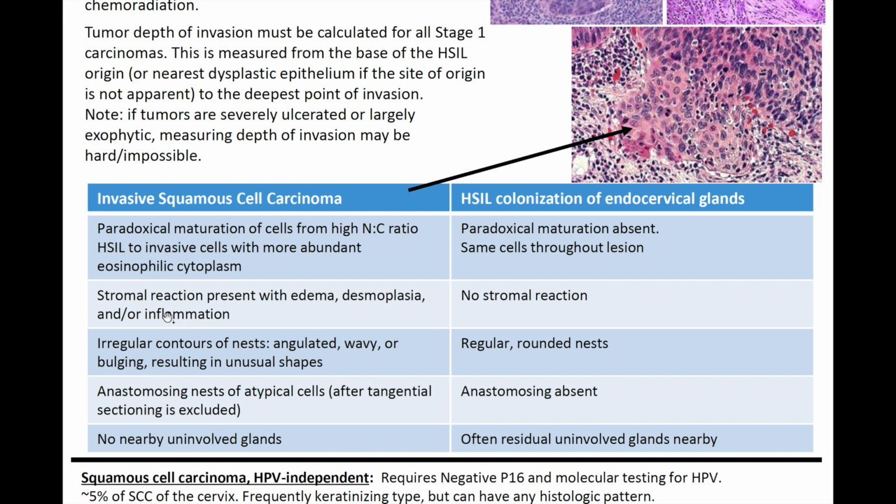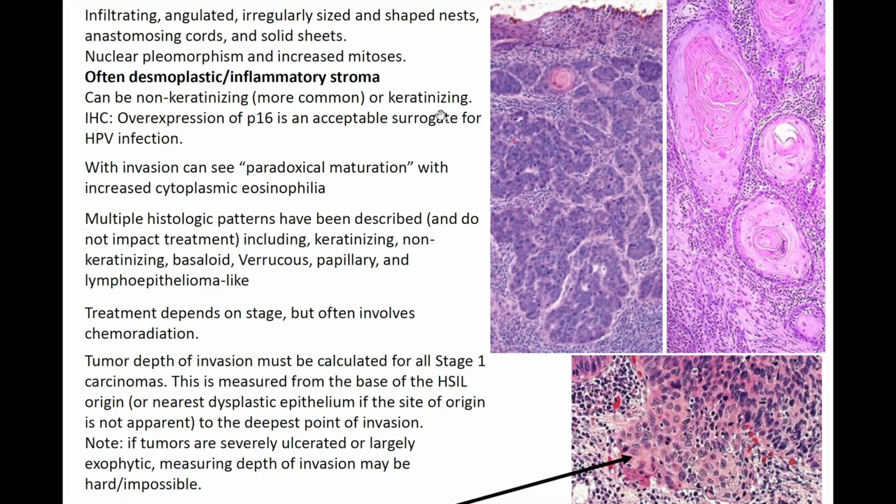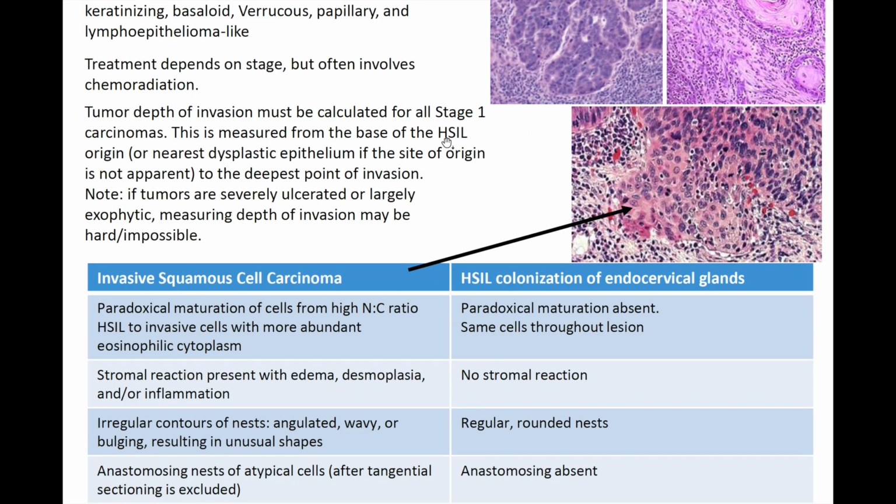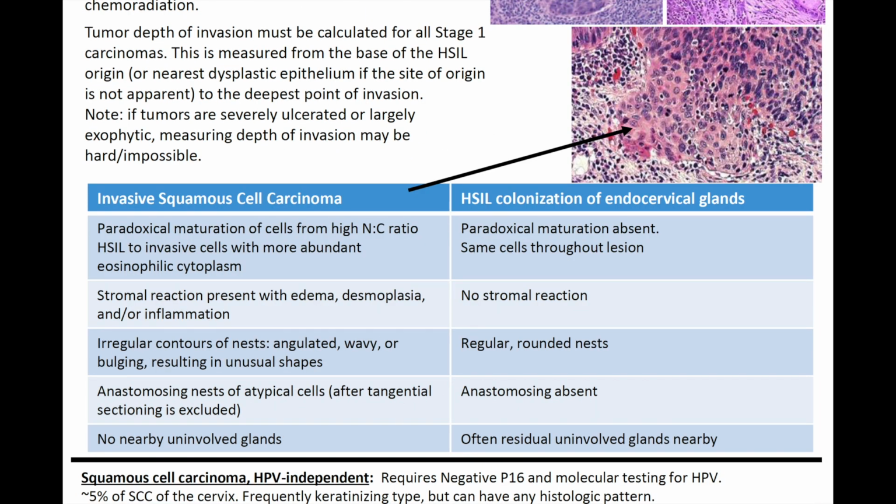In invasive squamous cell carcinoma, there is a stromal reaction present with edema and desmoplasia, which would not occur in HSIL. And you can review the rest of this chart, just what you would expect to see between squamous cell carcinoma versus HSIL involving endocervical glands. And don't forget, there is squamous cell carcinoma that can be HPV-independent, which requires a negative P16 and molecular testing for HPV. About 5% of squamous cell carcinomas of the cervix are HPV-independent. Frequently, there's a keratinizing type, but you can have any histologic pattern, and there's often advanced stage and poor prognosis.